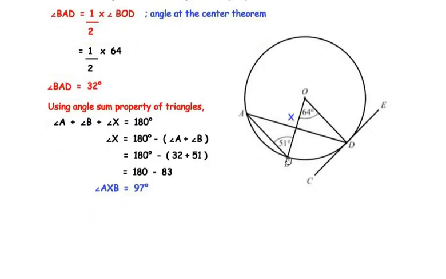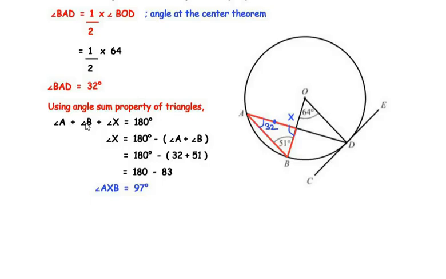and now we are going to consider the triangle AXB. Now in this triangle, we are trying to find out the value of angle X. So we are going to use the angle sum property of a triangle, where the sum of all the angles of a triangle will be equal to 180. So here we have written angle A plus angle B plus angle X is equal to 180. Now we have the value of angle A and angle B with us. So here we have written angle X is equal to 180.